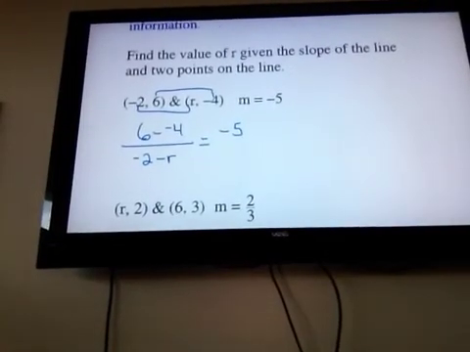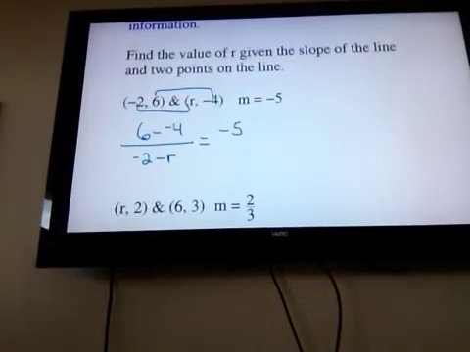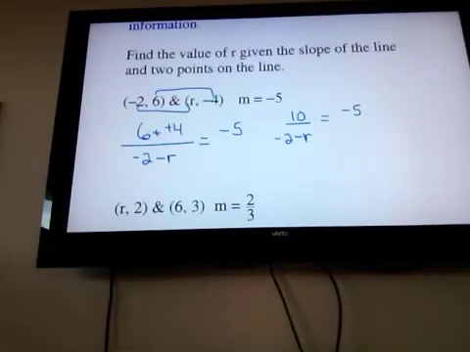So now you have to do the algebra. So that could be a problem. So let's do this together. First of all, my minus becomes plus. So then I end up with 10 over -2 minus r equals -5. If there's not a fraction there, like this one, -5, I would put it over 1. Because the easiest, the fastest way to solve it is to cross multiply.